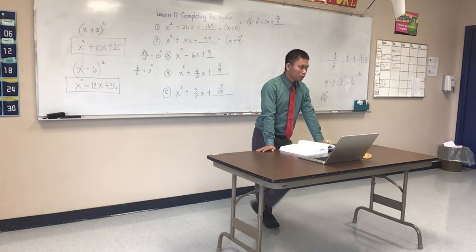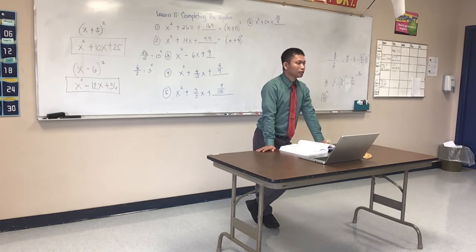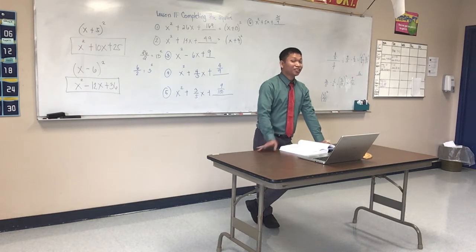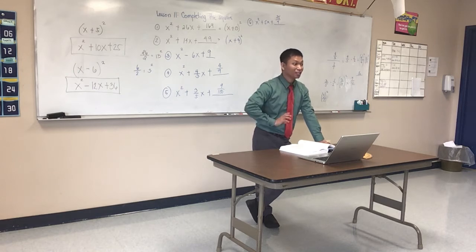Number 2. Sophia. x squared minus 4x. They were just plus 4. Okay, plus 4. That's correct. Number 3. Kiara. x squared plus 7x. 49 over 4. Okay, that's 49 over 4. That's just 7 over 2 then squared. Easy? Okay. You want more?